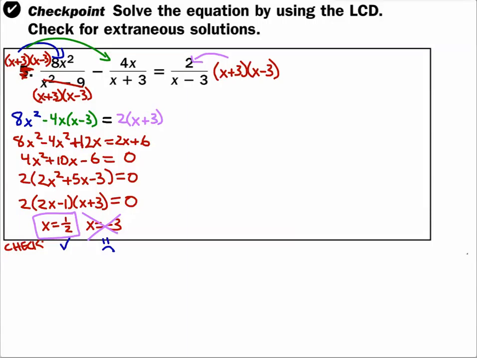That's the end of the checkpoint. That's the end of the page. That's the end of this section of notes.